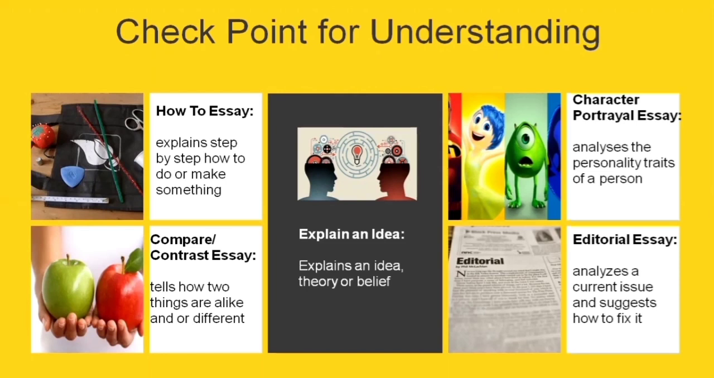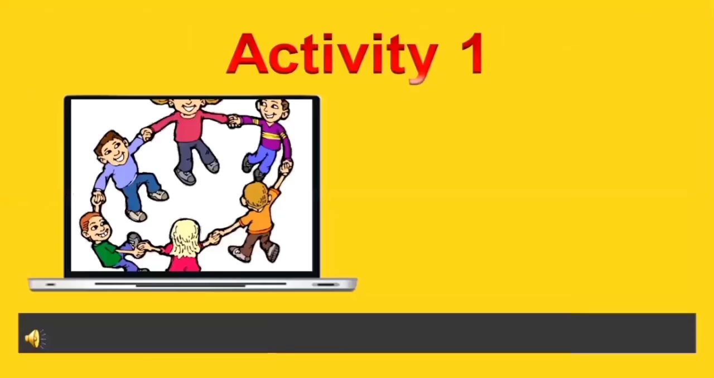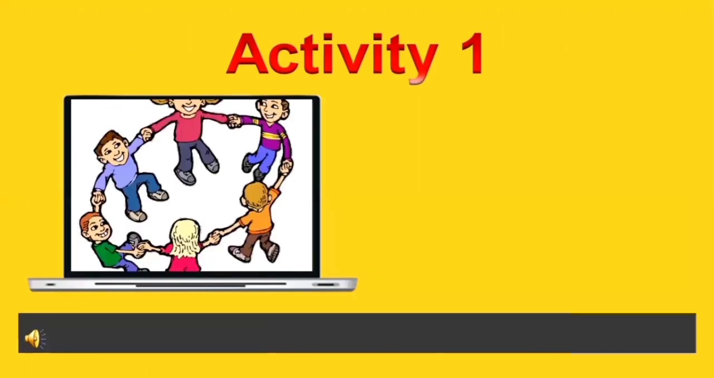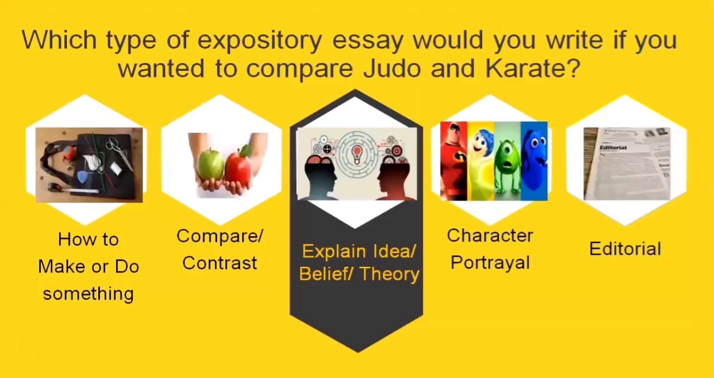Now that we're done with our checkpoint, we're going to go into this activity. You're going to tell me which type of expository essay you would use. Let's start with number 1. Which type of expository essay would you write if you wanted to compare judo and karate? The answer is compare and contrast, and I know that you got it right.